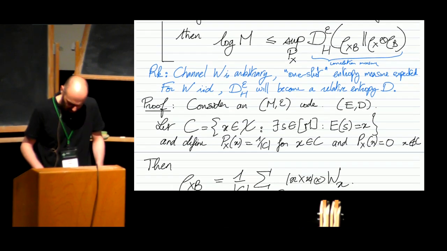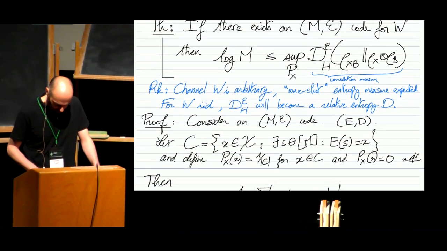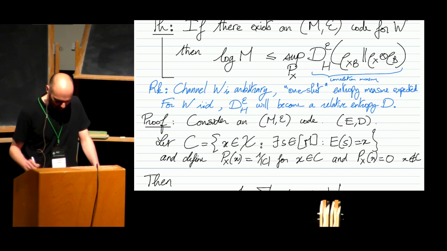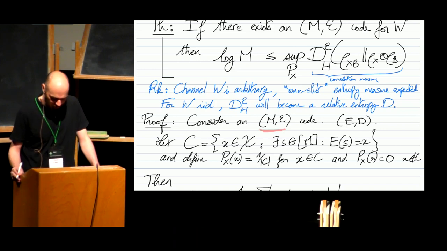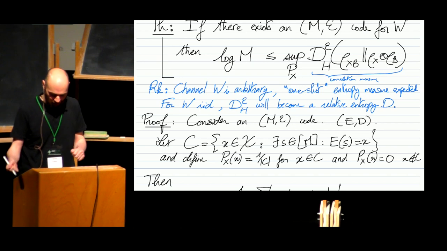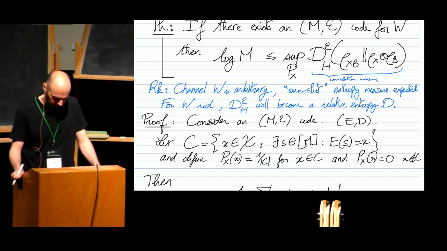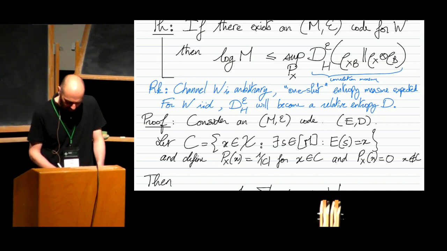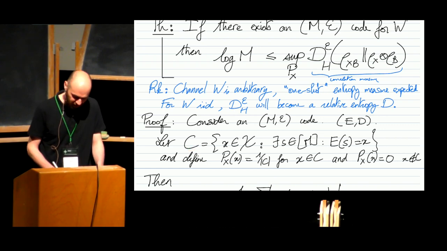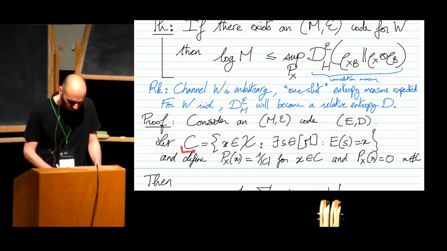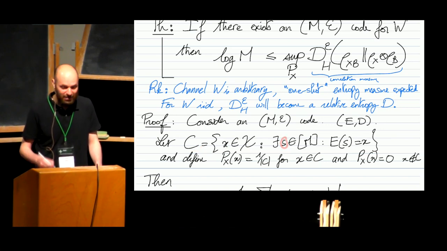Okay, so let's prove this. It's just an application of the definitions. So we start with an M epsilon code (E, D), and from that I want to construct a distinguisher between rho XB and rho X tensor rho B. I'll define the following C. It will be a set of inputs, sometimes called the code as well. It's just a set of inputs such that there is a message that gets encoded to this input.